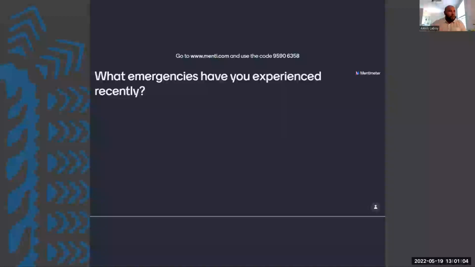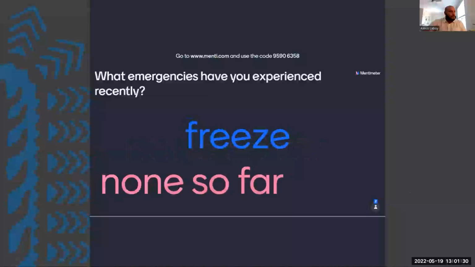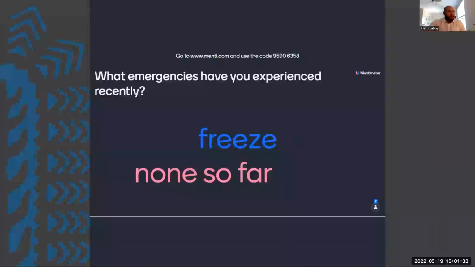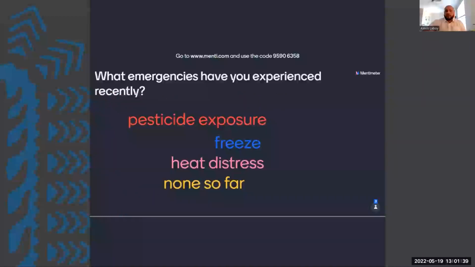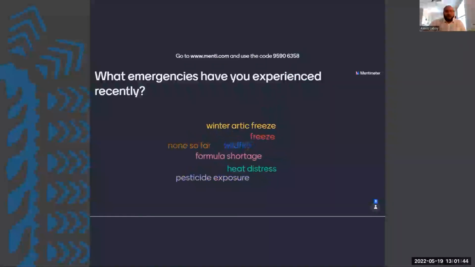So you can go ahead and scan that QR code, and we're going to have a word cloud. Your responses should pop up on this slide, and then we're going to identify a couple of them. We're going to take one or two minutes to see those responses. All right, freeze. Okay, freeze is one of the emergencies that we have experienced so far. None. So that's good. That's great. And this is also a good exercise or webinar for you to prepare for future emergencies.